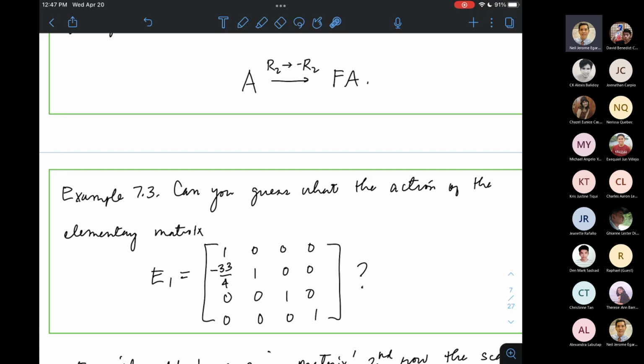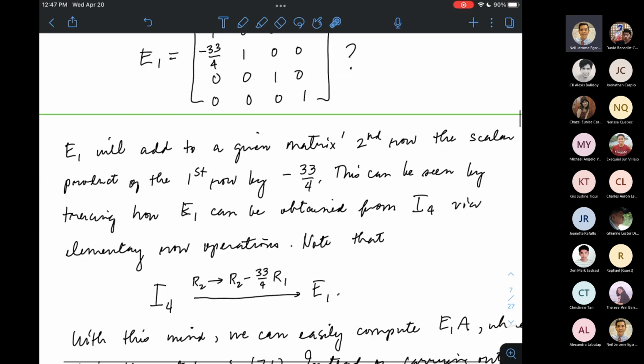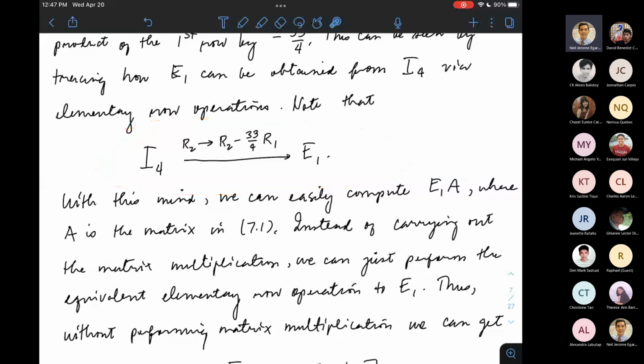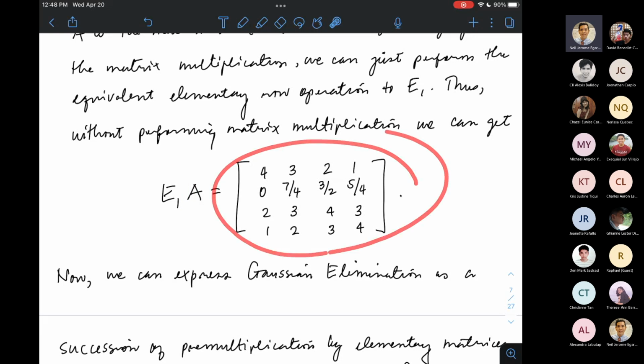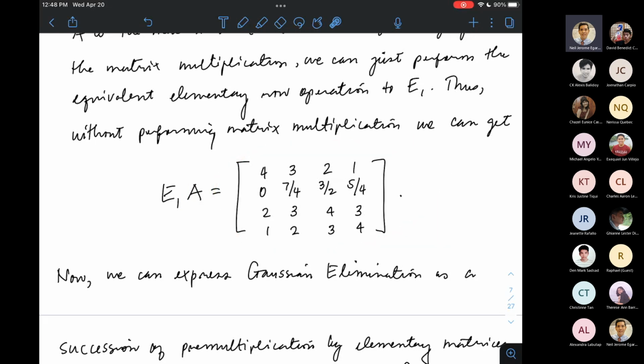Okay, so Michael is right. So this is just translating the second row by negative 33 over 4 times the first row. So basically, it will have the same effect on any matrix after pre-multiplication. Yan yung kinikwento ko kanina. So if I apply it to the matrix A in example 7.1, you can check na pag kinarry out yung matrix multiplication, E1 times the matrix A will give you this guy. All right? But again, this should be a pre-multiplication.